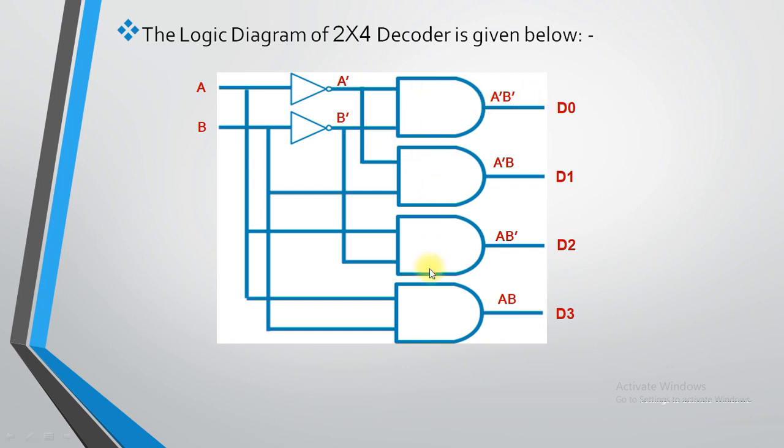First of all, for AND gate you need to draw, for output line you need to draw. Each output is represented by D0 to D3. Then logic you need to write. So based on the logic you can pass a cable as an input. In the first output line, A dash B dash is the requirement. So for that I need to use inverter. When I use inverter, the value is complemented and each value goes inside the first AND gate.